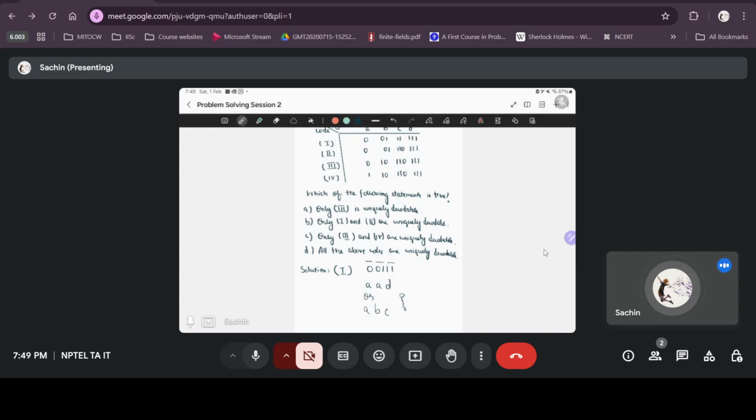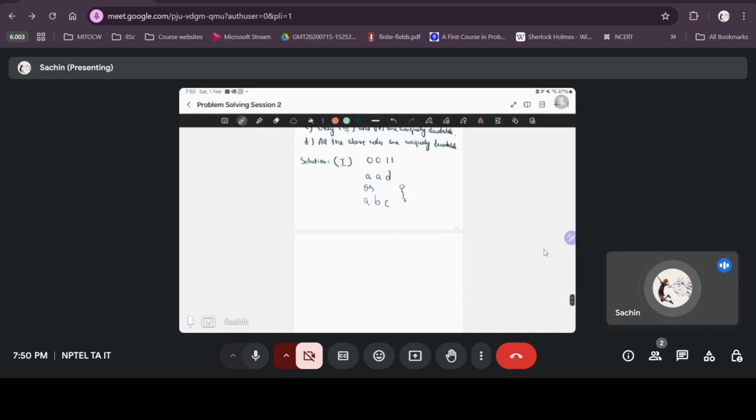Unless you know exactly where to stop, if someone actually told you that you have to stop here and here, then you could decode it properly. But if you are just receiving a stream of bits and you have to start decoding, then you can't really tell whether the sender transmitted AAD or ABC.